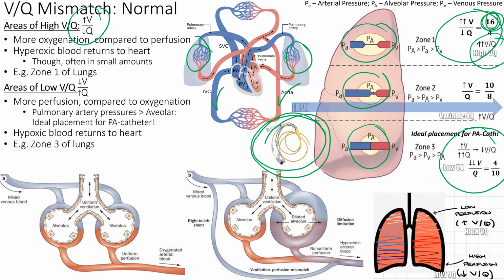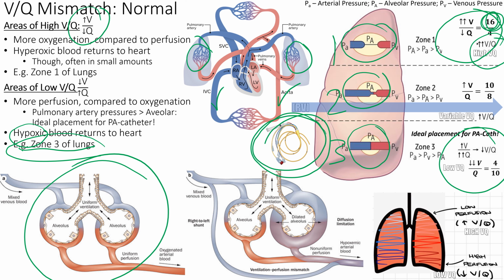Okay, and low VQ, that's where we have more perfusion compared to ventilation. And again, hypoxic blood is going to return to the lungs. Zone 3 is where this happens, if you label them 1, 2, 3. That's where we have a lot more blood, a lot more Q compared to air, right? So again, here's a normal lung right here. We're exchanging oxygen and CO2. Oxygen's going in, CO2 is going out, right?